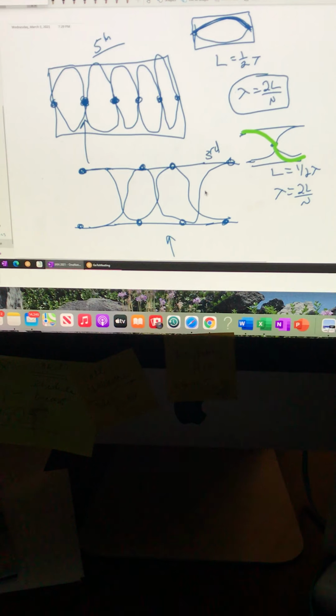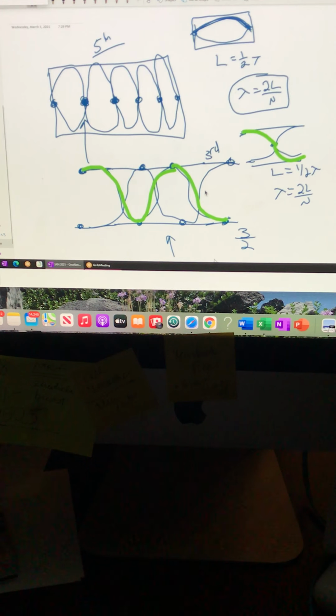So how many waves are in my pipe in the bottom right here? How many wavelengths? 1. And then what? Half. You understand? That's 1.5 waves. Got it? This is 1 and then a half. So that's what? 3 halves.